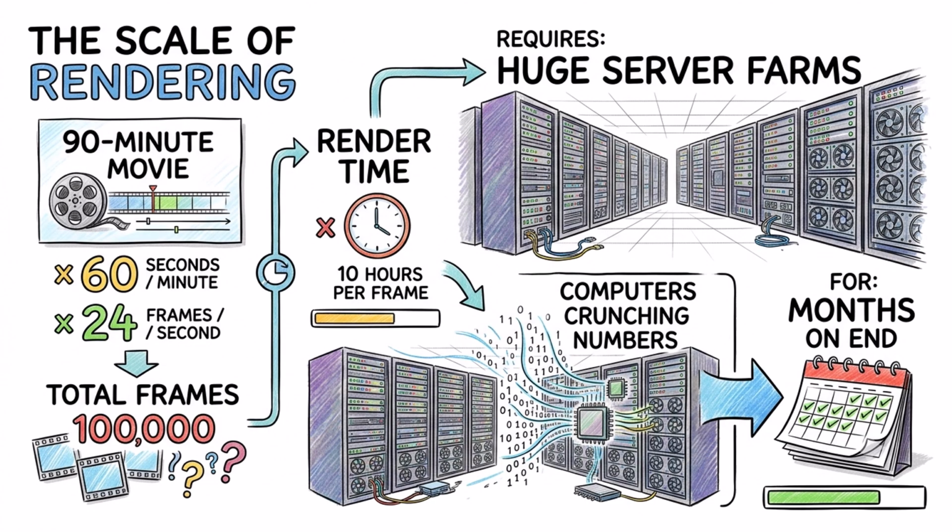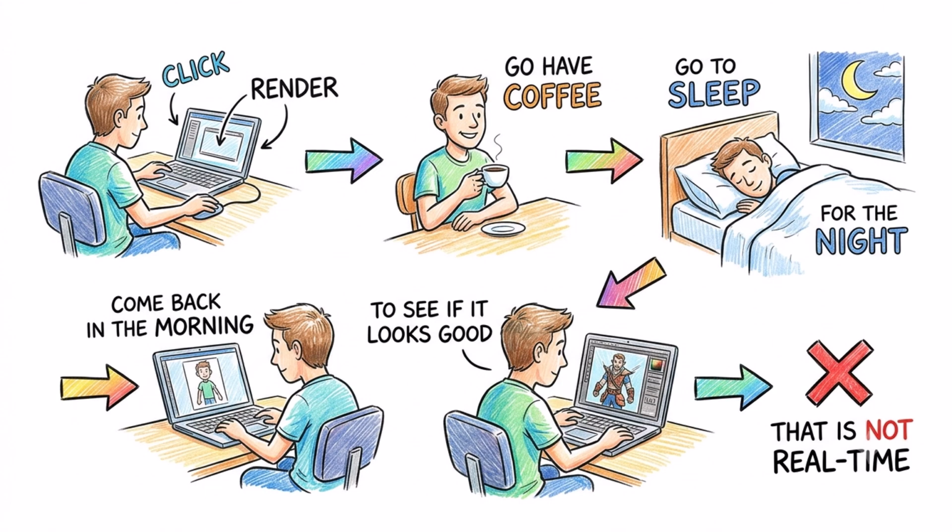If you have a 90-minute movie and every second has 24 frames, and let's say every frame takes 10 hours to render, you're talking about massive server farms, just walls of computers crunching numbers for months on end. The workflow was you click render, you go have a coffee, maybe you go to sleep for the night, and you come back in the morning to see if it looks good.